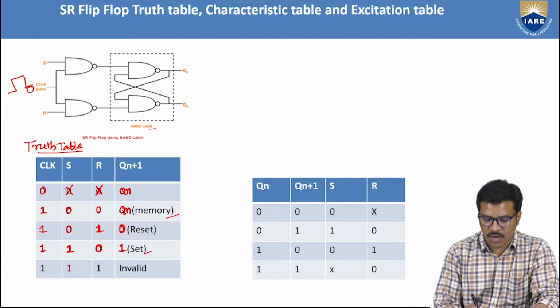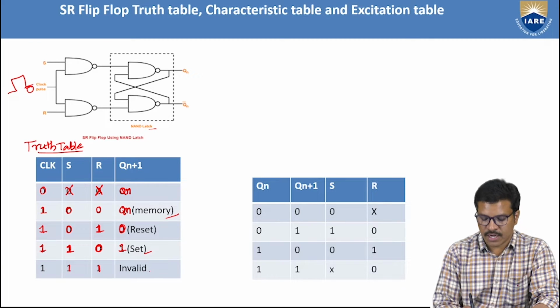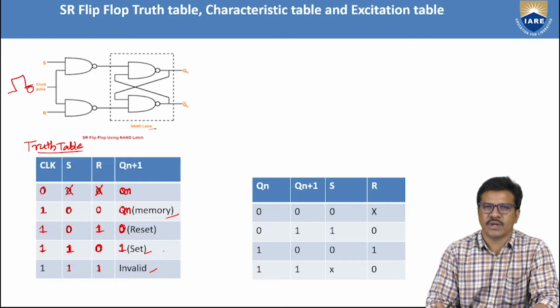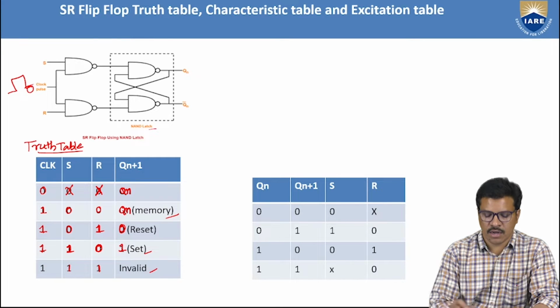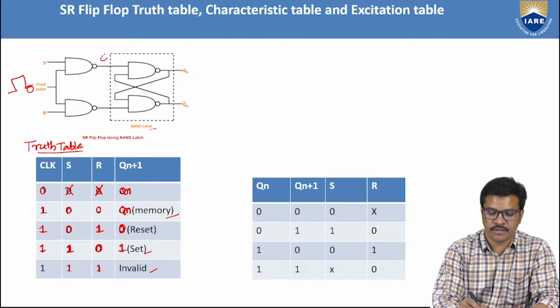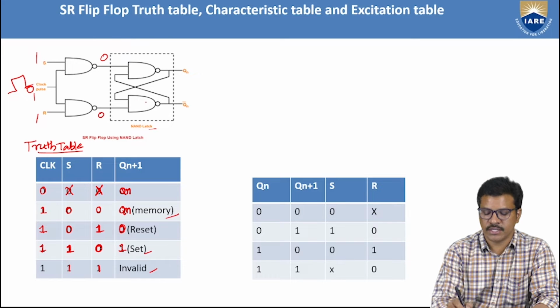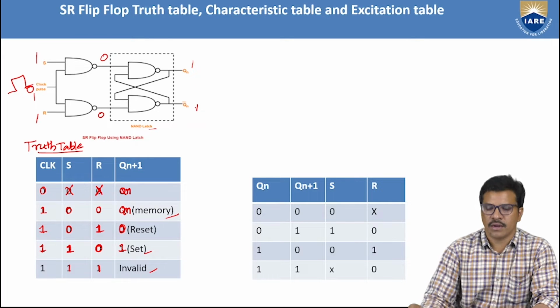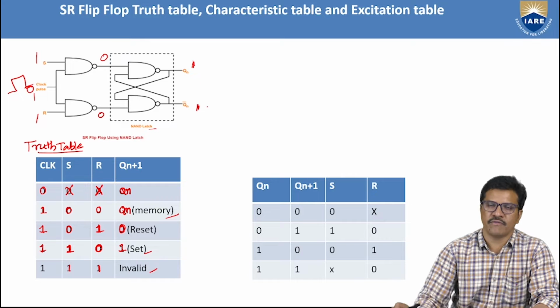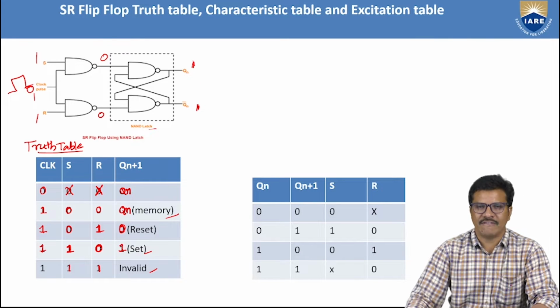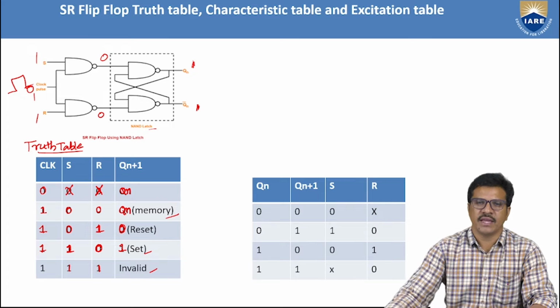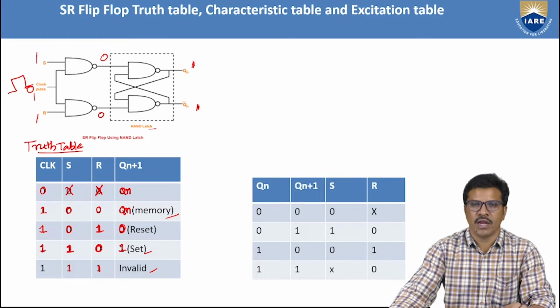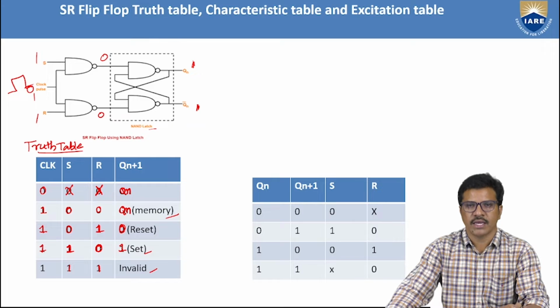And when we apply 1 1 in the SR inputs, you will get invalid, because when both inputs are 1 1 and the clock is already high, you will immediately get 0. That 0 is applied to the latch, and immediately, irrespective of the other inputs, it will go to 1 1. It is invalid for both outputs of the flip-flop. So flip-flop outputs are always complements of each other. So simply, this truth table helps us understand the behavior of the flip-flop.